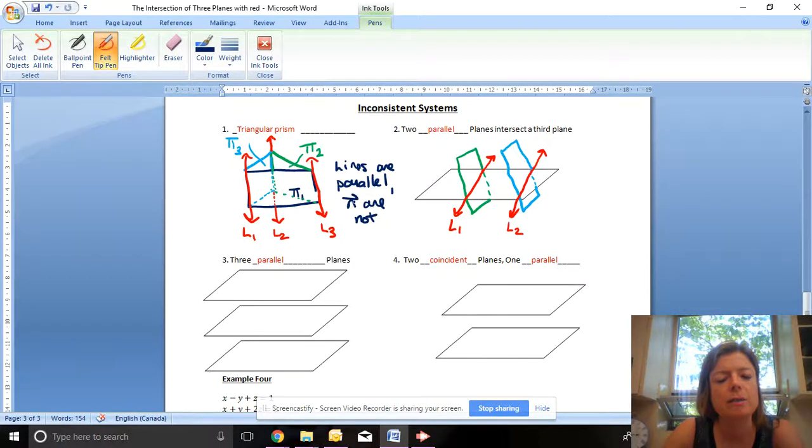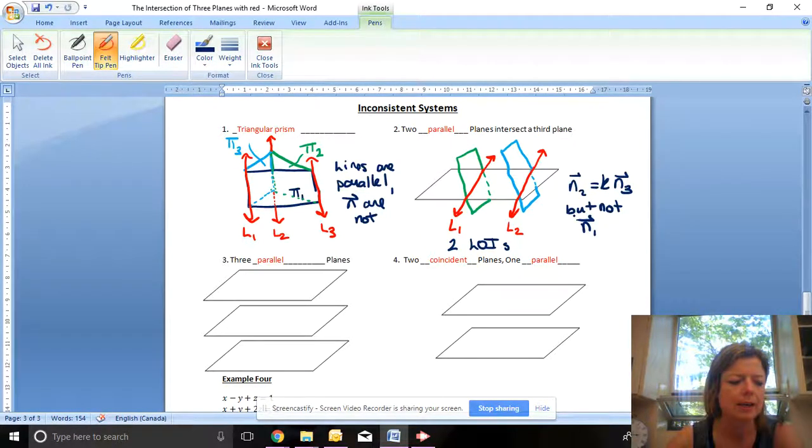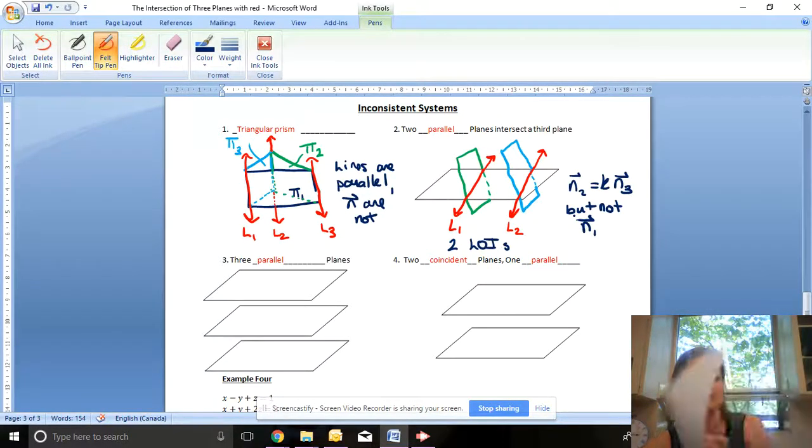Okay, so that's one way for there to be an inconsistent system, a triangular prism. Now, another way is that there's 2 parallel planes, and then they intersect a 3rd plane. So here there would be 2 lines of intersection, 2 LOIs. Notice that normal 2 would be equal to some kind of scalar multiple of normal 3, but not the other normal.